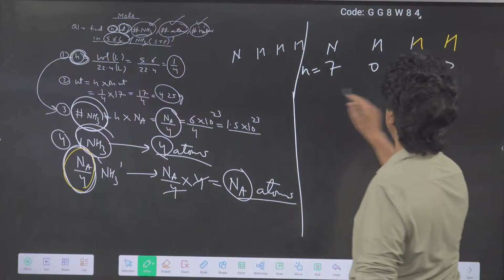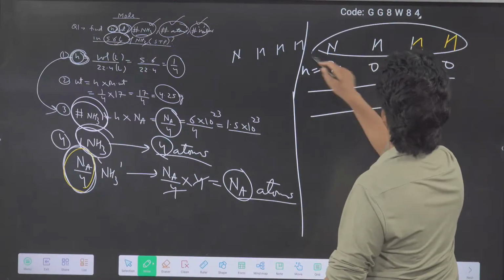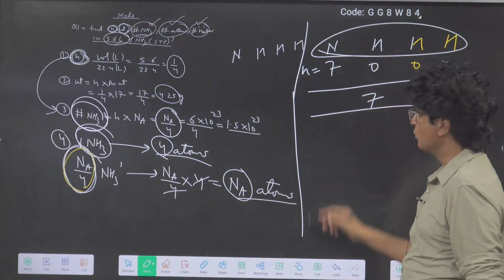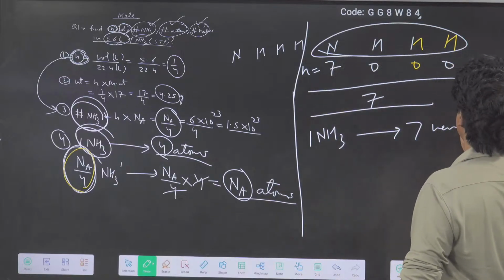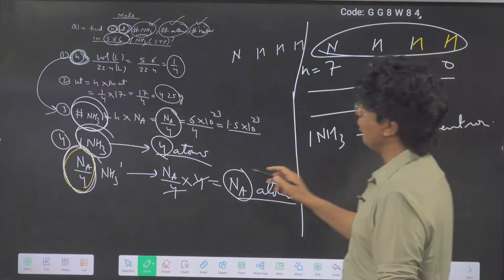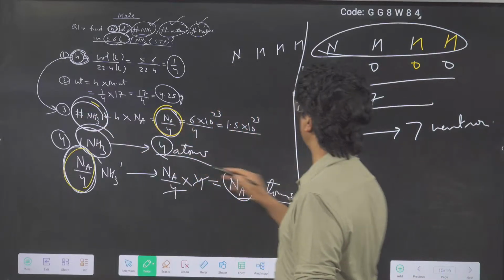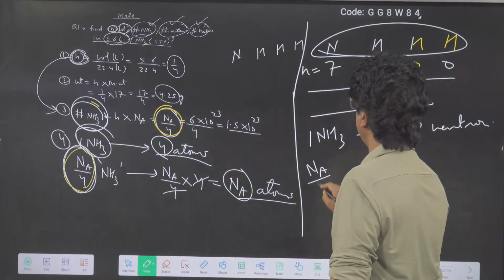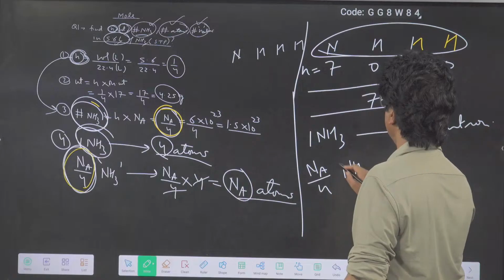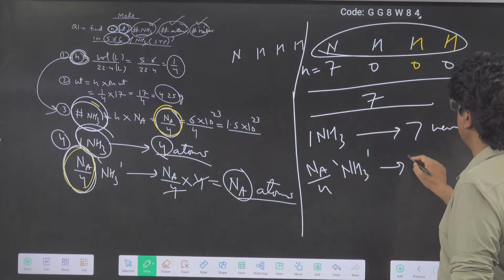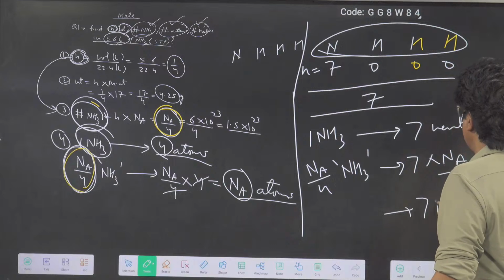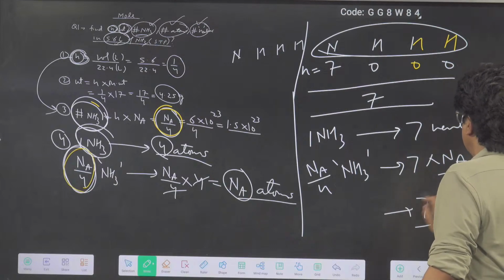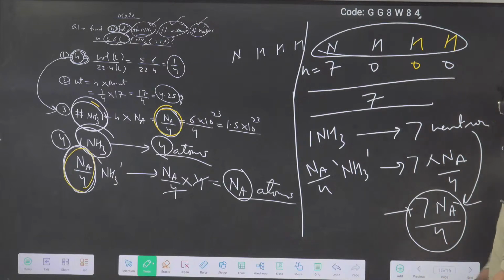Anyway, the total number of neutrons in one ammonia molecule is what? 7. So one ammonia molecule contains 7 neutrons. How many ammonia molecules are there? Na/4. So Na/4 ammonia molecules will have how many neutrons? 7 into Na/4, that is 7 Na/4. This many neutrons will be there.